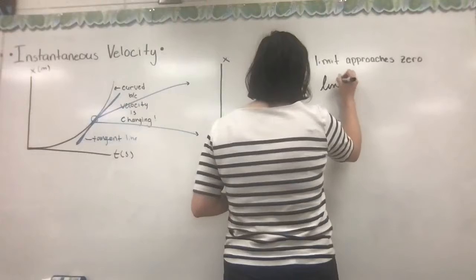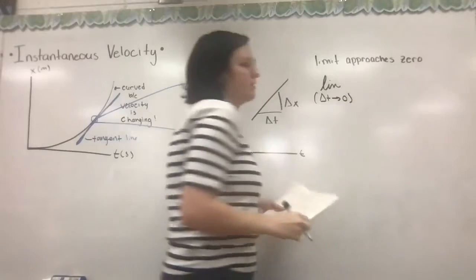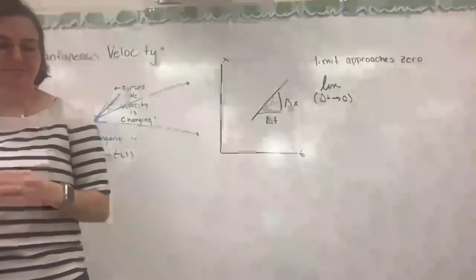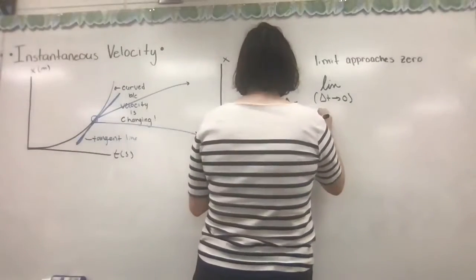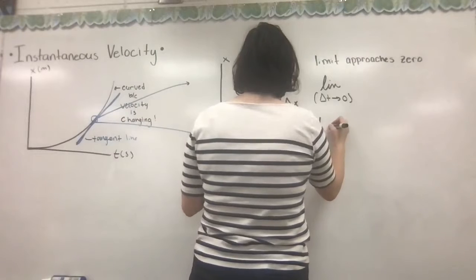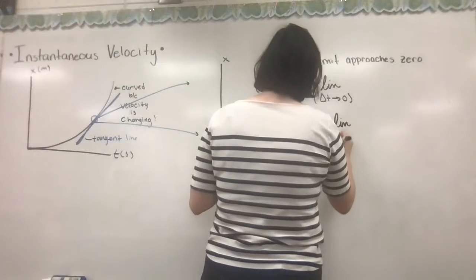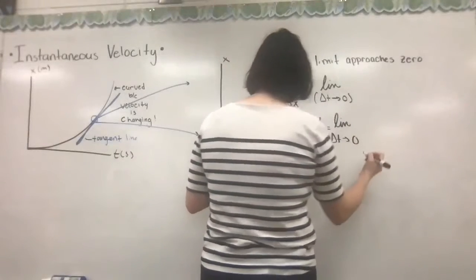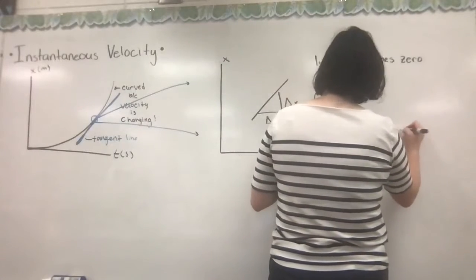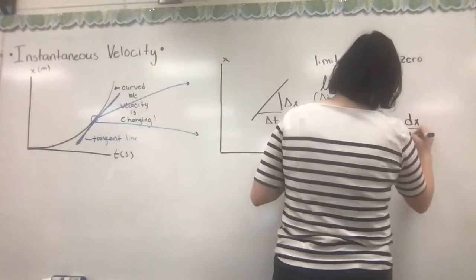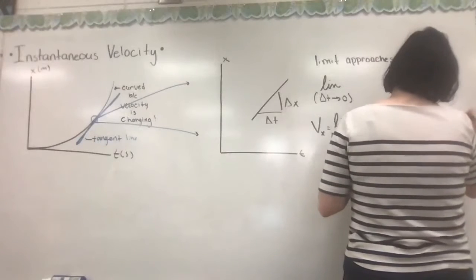Which means we're going to say the limit of delta t approaches zero. Which means when we write this out, if we're looking for the velocity in the x, we're going to say the limit as delta t approaches zero of delta x over delta t. And what that gives us is dx dt, which is our instantaneous velocity.